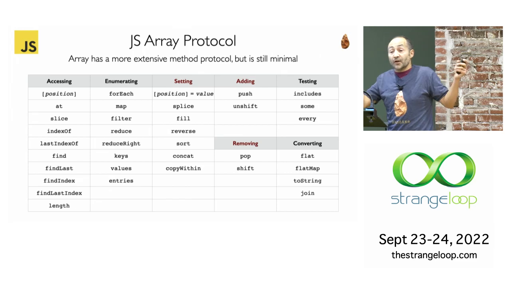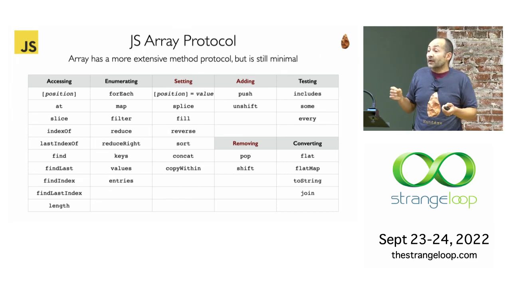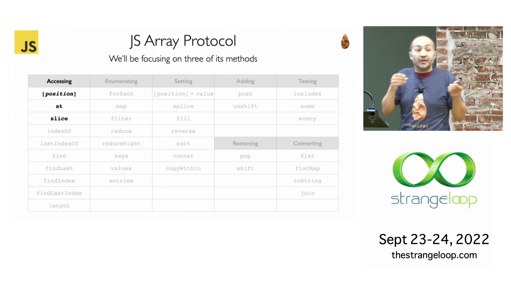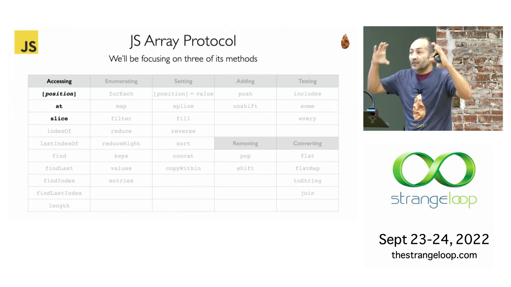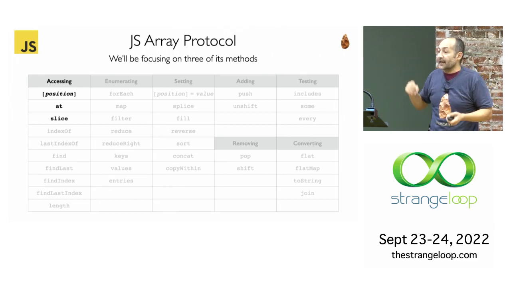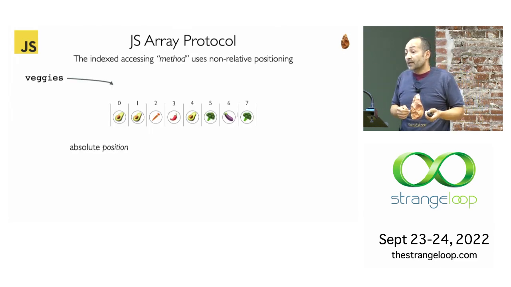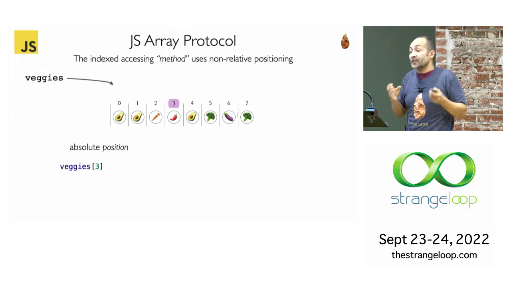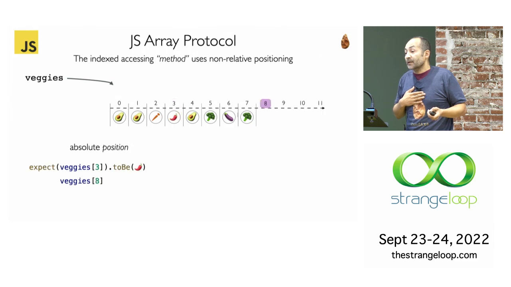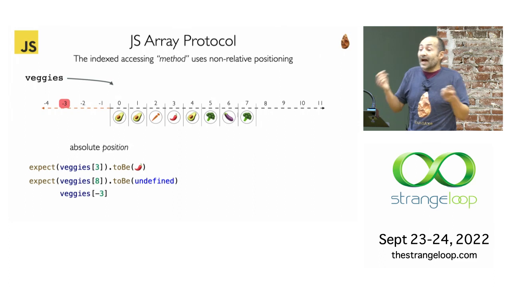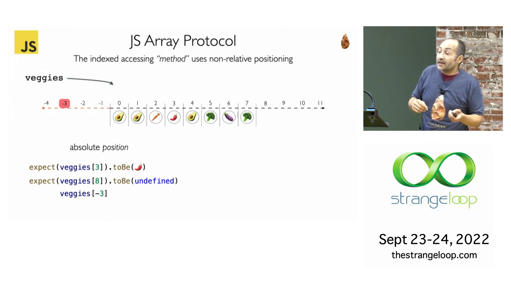Now, array has a much larger protocol. I'm not going to go into it. It's still sparse compared to many, but we're going to talk about position, the brackets, and at and slice. Okay, so here we have an array. We can do absolute positioning using the brackets. So at index 3, I'm going to get back a chili. And at 8, it's off the side, I'm going to get back undefined. And if I go the opposite way, I'm off the other side of the array, I'm going to get undefined as well.